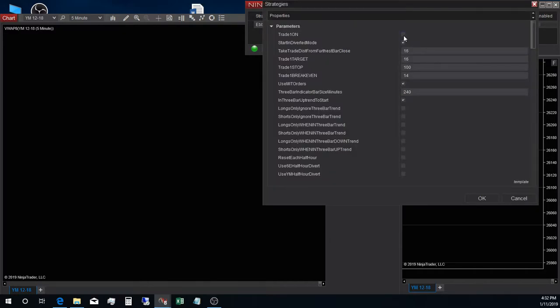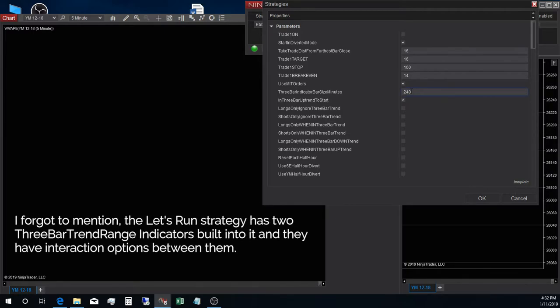I've turned the trading off. By the way, you can do that. You can have a chart running with more than one of these robots running, one being the one that takes trades, and or even just have them for indicator purposes if you wanted to. But you could have two different 3-bar indicator bar sizes going if you wanted to overlay one on top of another. Pretty cool. So anyway, this one for this chart over here is set to 240 minutes.